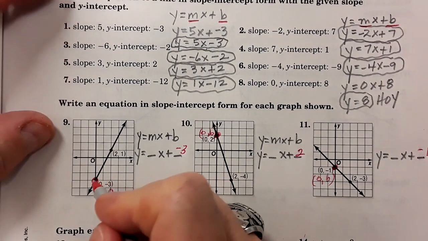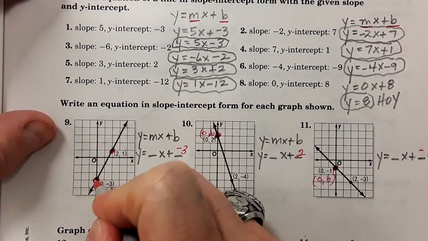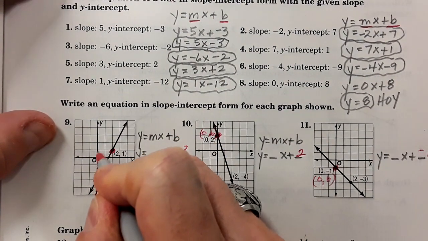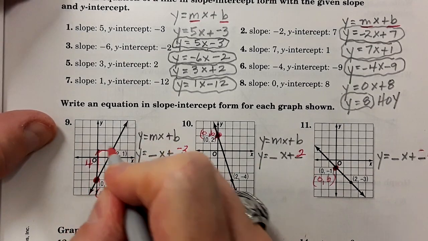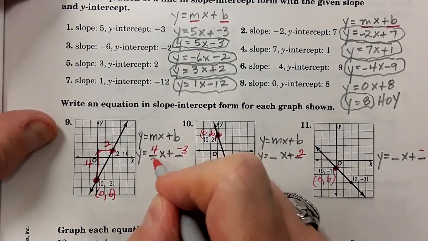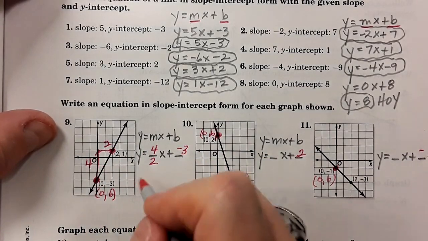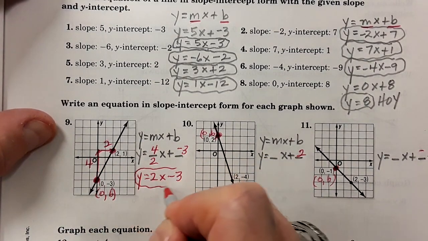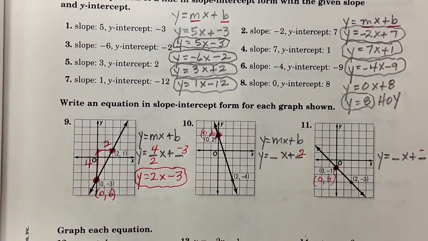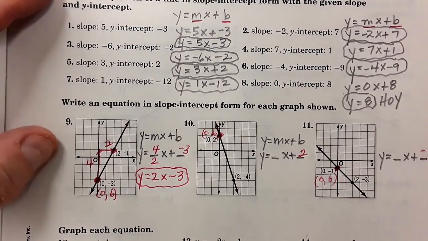So we're going to go from this point to this point. We're going to go up 1, 2, 3, 4. You know it's positive because we're going up. And then we're going to turn and go right 2. So our slope is 4 divided by 2, and now we simplify that. Y equals 2x minus 3 is your answer. Raise your hand if that was easy. Okay, excellent.